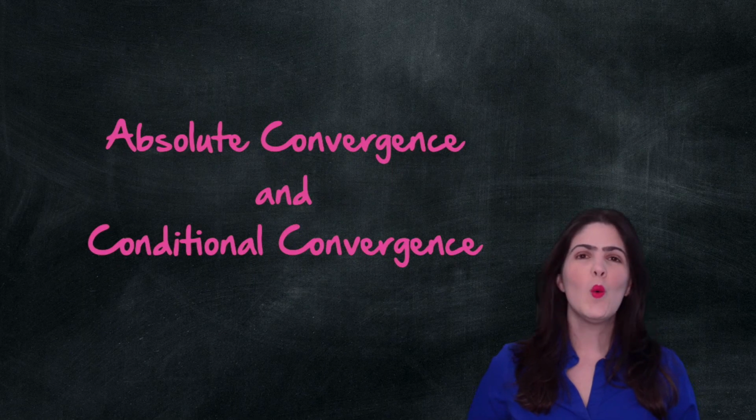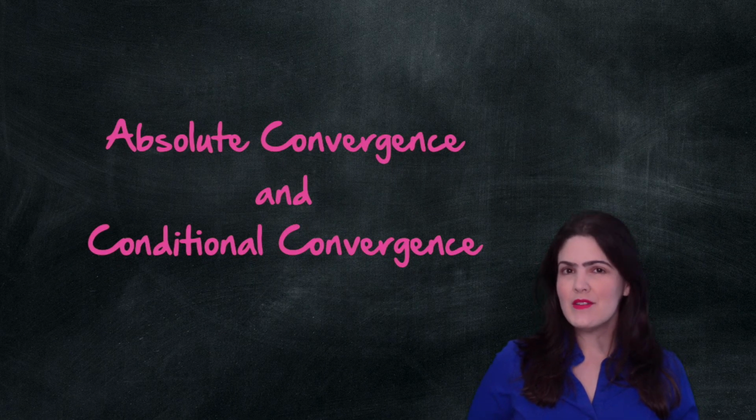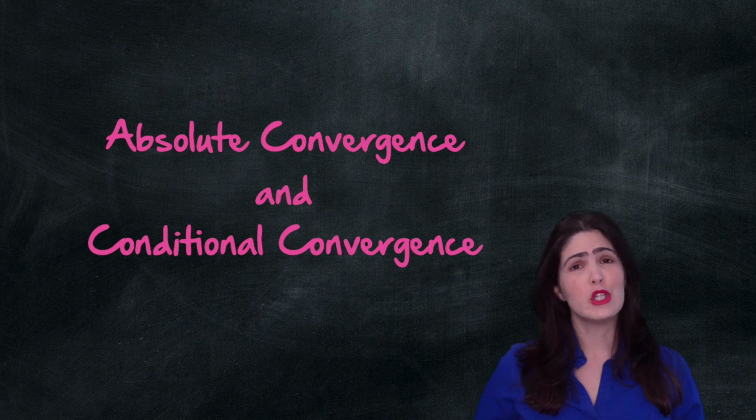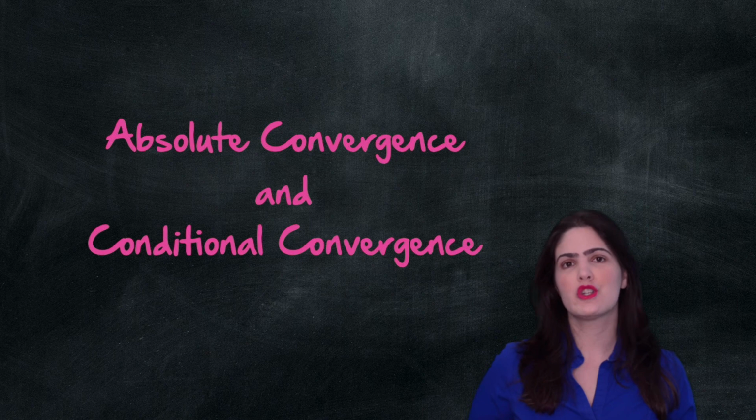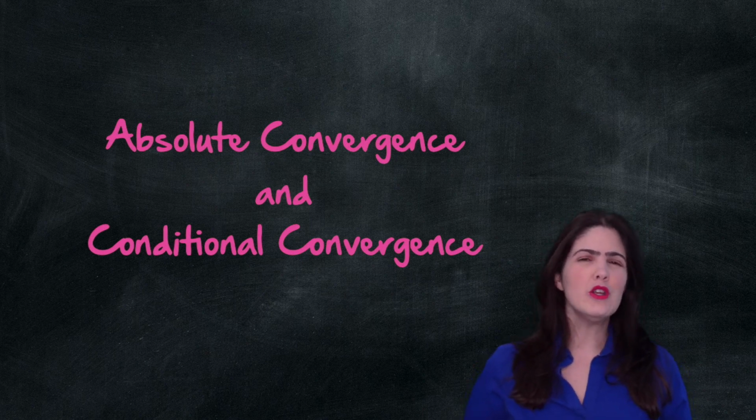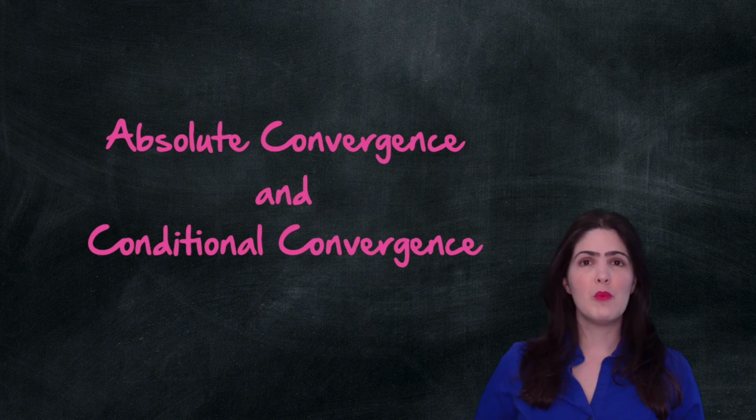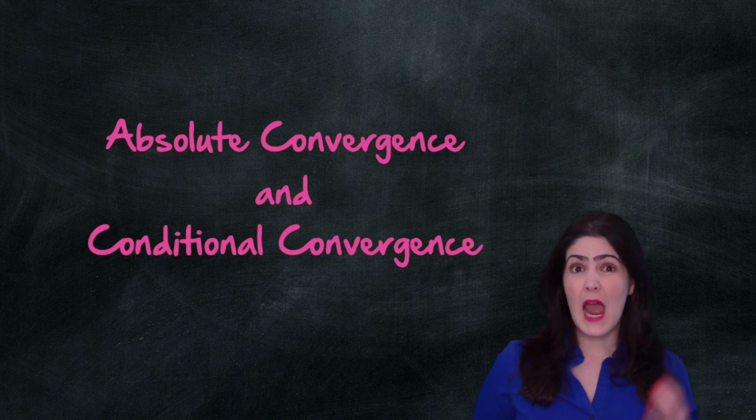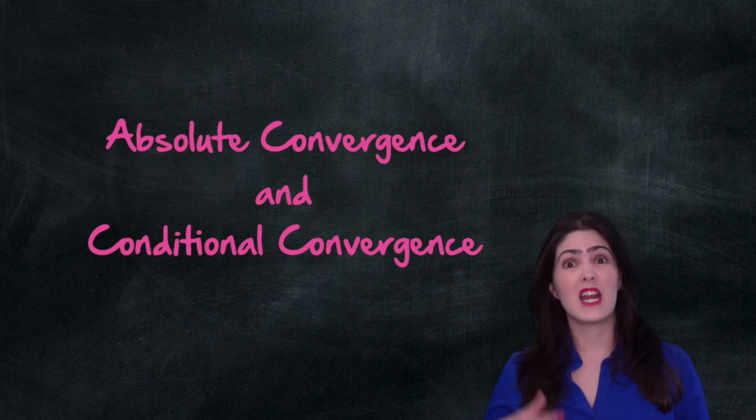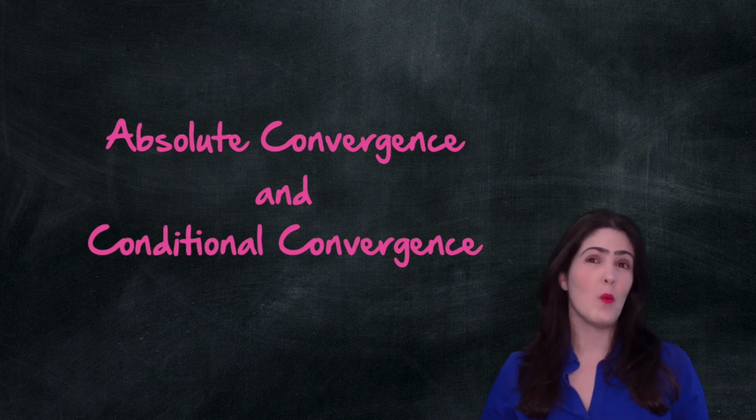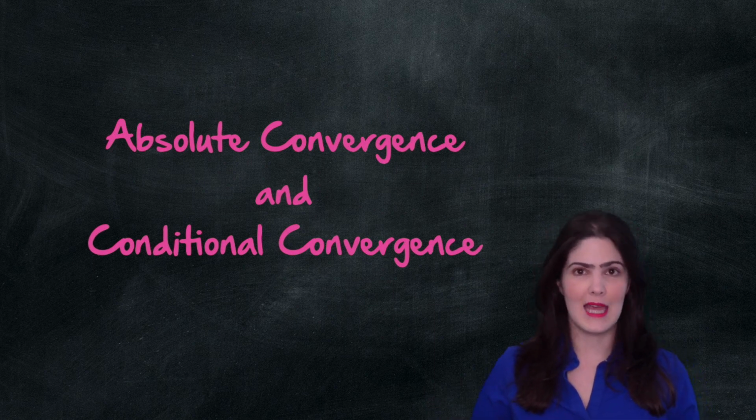In this video, we're going to see that when a series is convergent, it could be convergent in two different ways. It could be absolutely convergent or conditionally convergent. And throughout the rest of this playlist, we're going to see some interesting properties of series that are absolutely convergent and series that are conditionally convergent, and we'll see that one of the two is much nicer than the other.